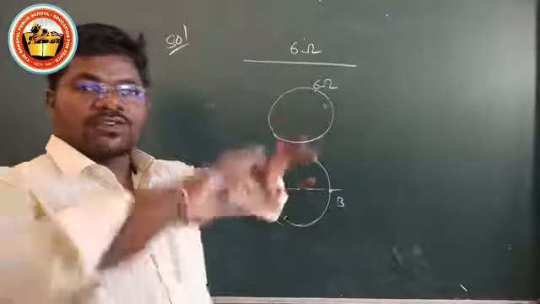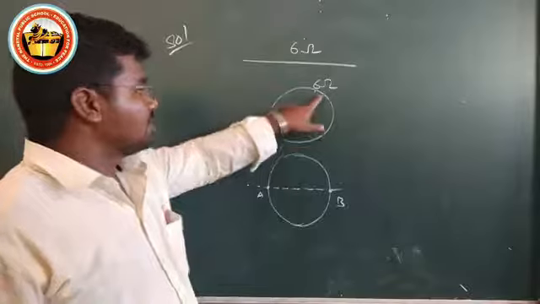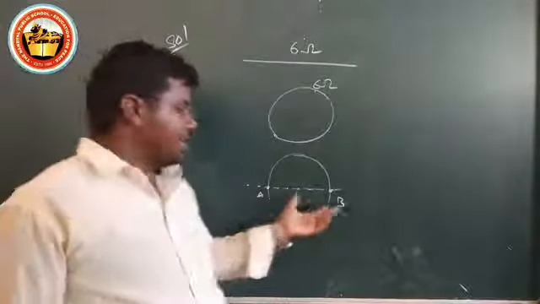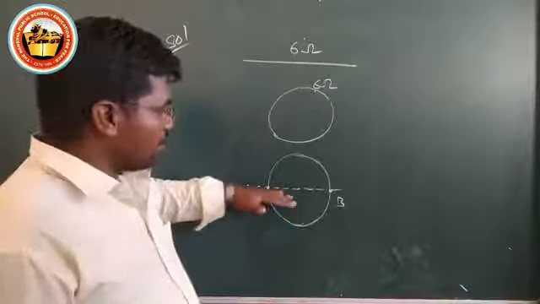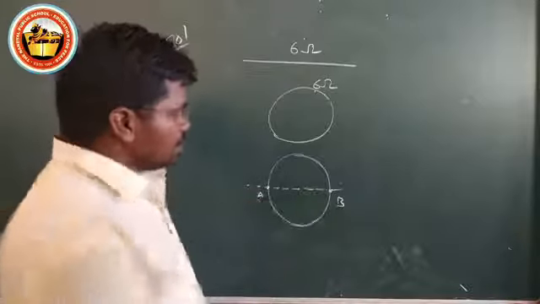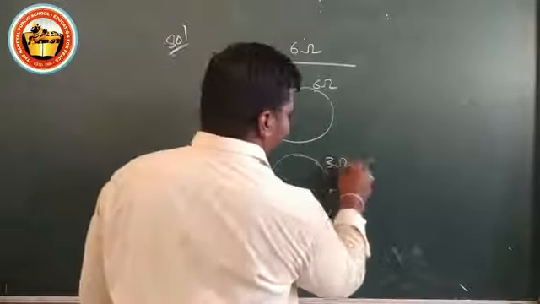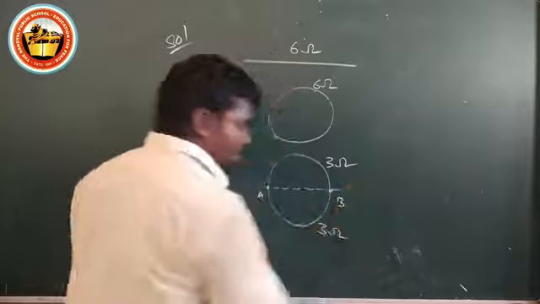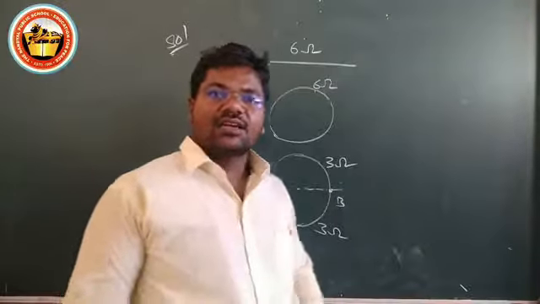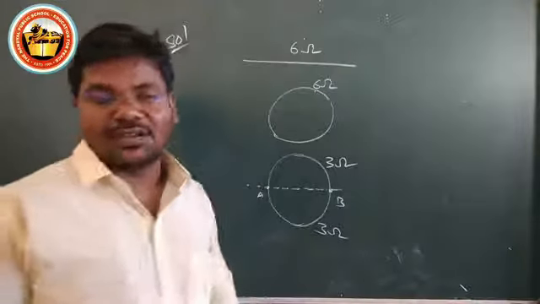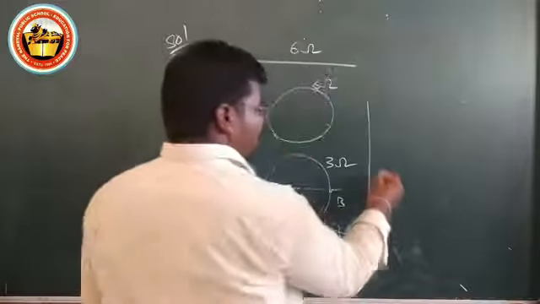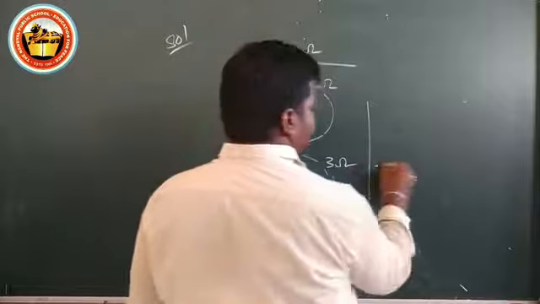This wire is bent like a circle, and this circle has a 6 ohm resistance. Here, the diameter divides the circle into equal parts, half and half. This means the upper part has 3 ohms and the lower part has 3 ohms, because resistance is directly proportional to length. So if length decreases by half, resistance also decreases by half. So these 3 ohms are parallel.